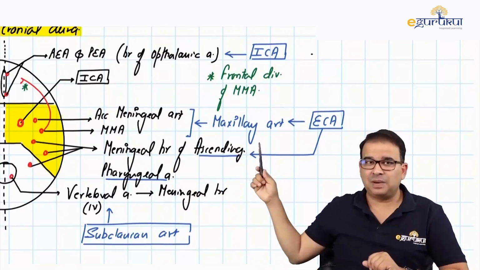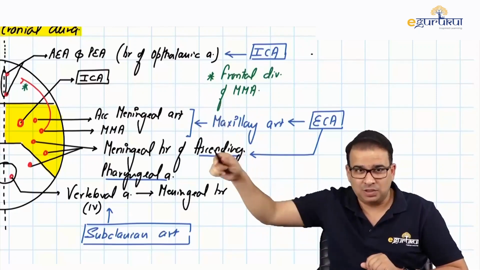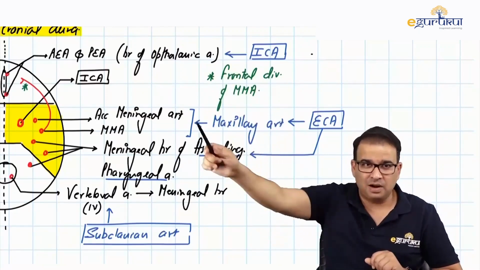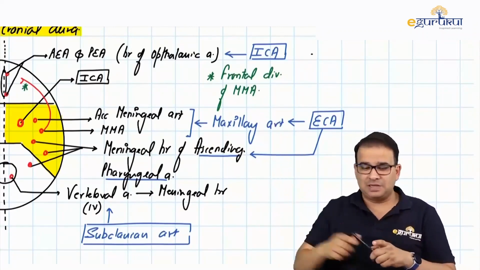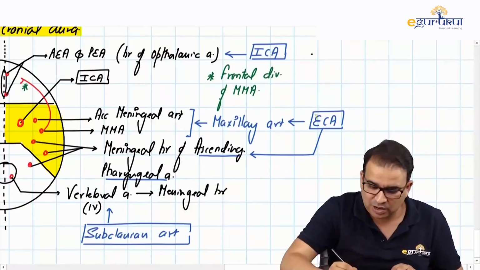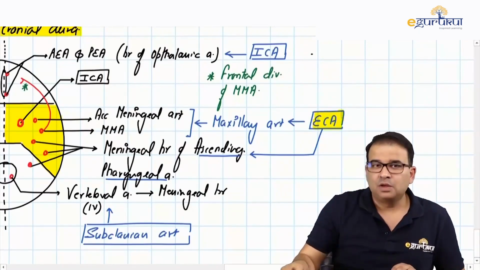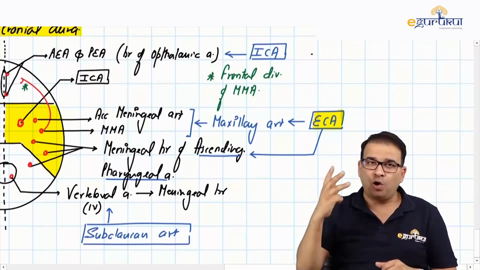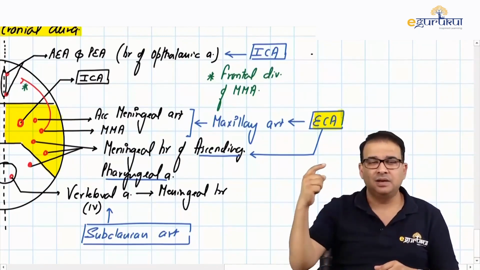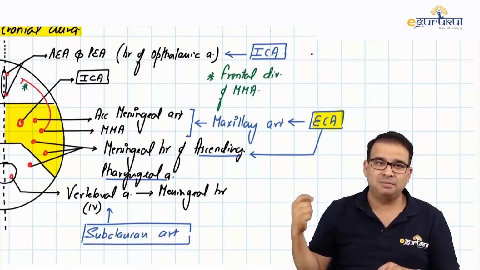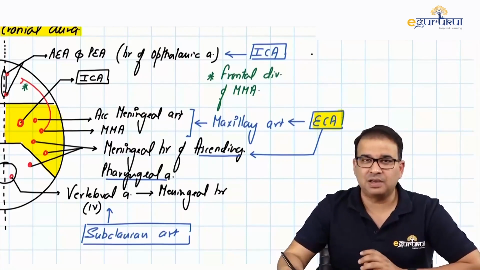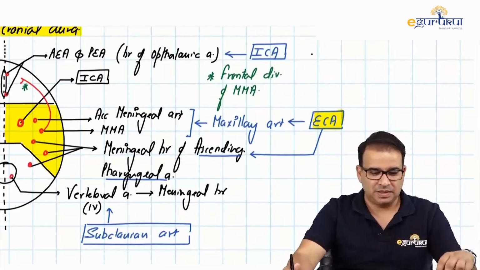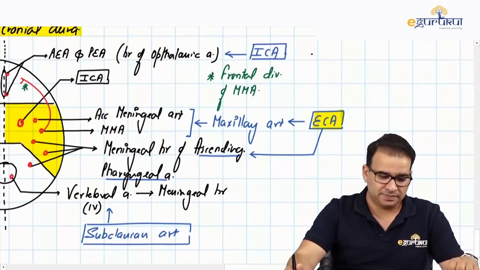External carotid artery is supplying anterior cranial fossa through the middle meningeal artery, middle cranial fossa, and also posterior cranial fossa. So I would say out of all the three major branches, it's the external carotid artery branches which are supplying the dura mater of all three cranial fossae: anterior, middle, as well as posterior, by the branches of external carotid artery.